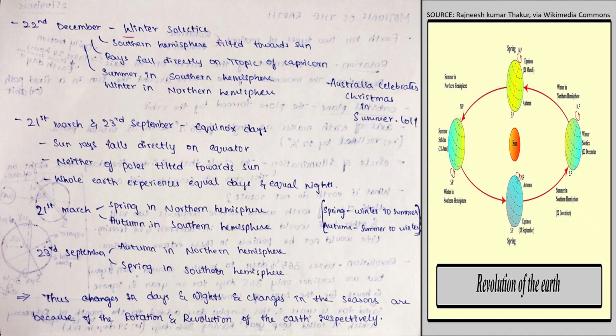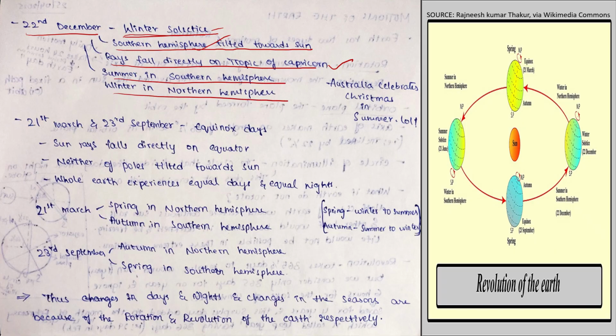Winter solstice occurs on 22nd December of every year, and it occurs when the southern hemisphere is tilted towards the sun and rays fall directly on the Tropic of Capricorn. We discussed summer solstice before; winter solstice is exactly opposite of the summer solstice, which means where the northern hemisphere is tilted towards the sun in summer solstice, the southern hemisphere is tilted towards the sun in the winter solstice. And rays fall directly on the Tropic of Capricorn in winter solstice, whereas on the Tropic of Cancer in the summer solstice. And here it is summer in the southern hemisphere and winter in the northern hemisphere.